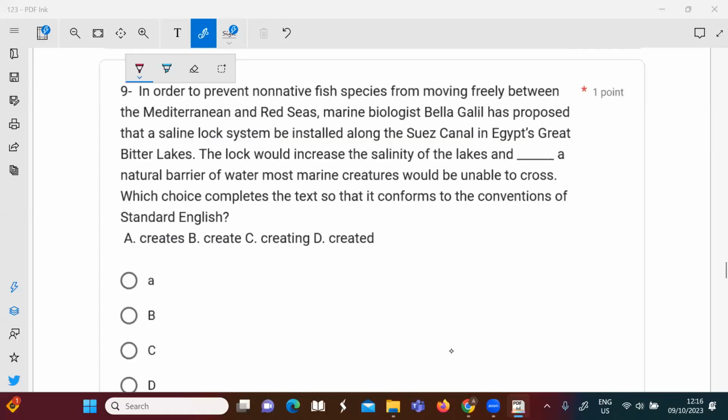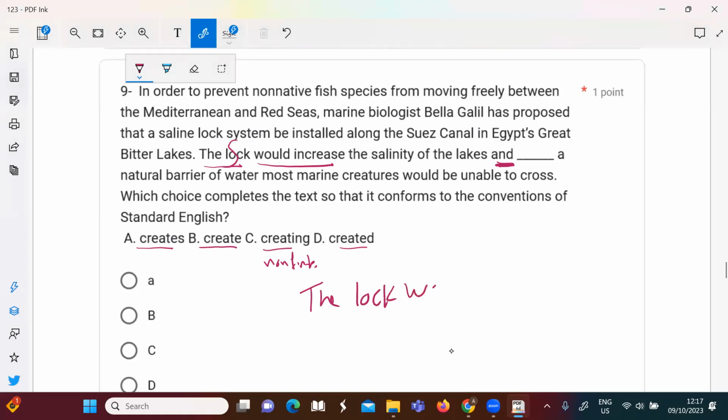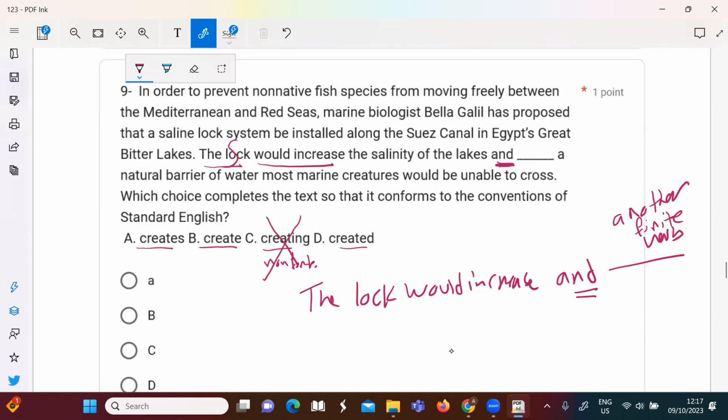Okay. Number 9. I have "creates". These two are in the present, so this is agreement, this one is in the past, and this one is non-finite. I'll start from here. "The lock", the subject, "would increase" and... the lock would increase and, then "and" makes this a compound verb, so I need another finite verb. In this case I'll remove "creating", it can't be.